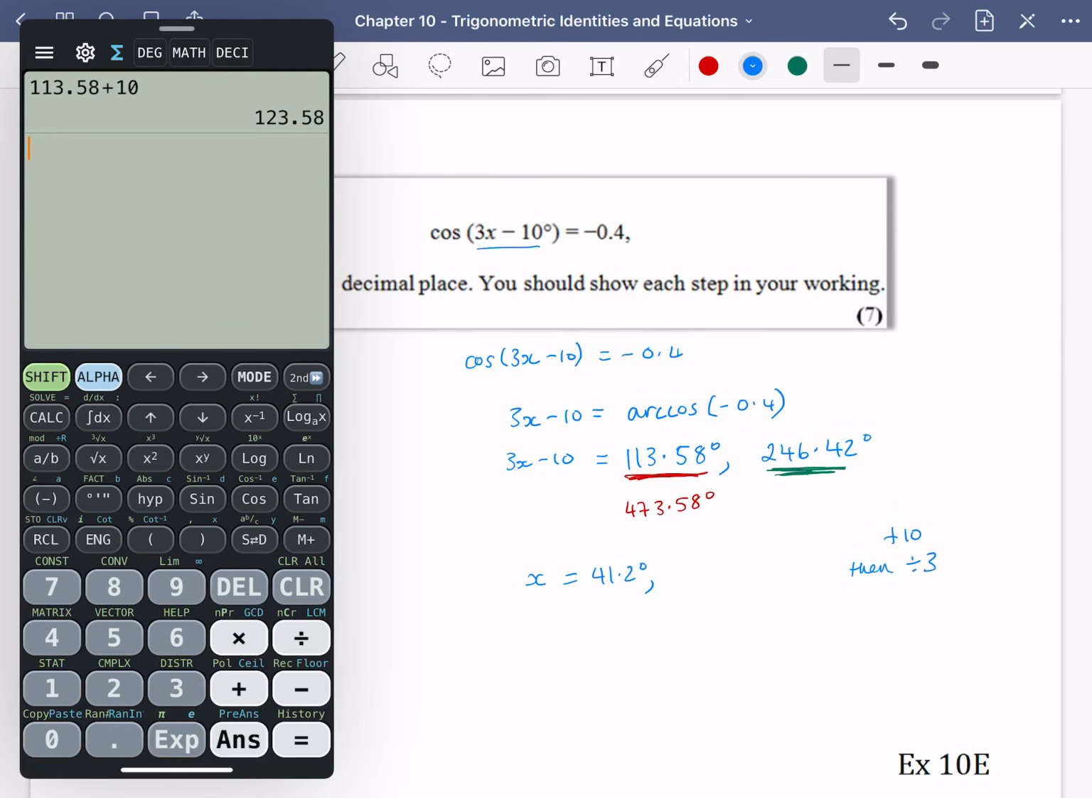Now I shall do my next one, which is 246.42. I'm going to add 10, press equals, and then divide by 3. And I get 85.5 degrees. And then my last one, which is 473.58. I'm going to add 10 to it, press equals, and divide by 3, and I get 161.2 degrees. So I've got 3 solutions for this.